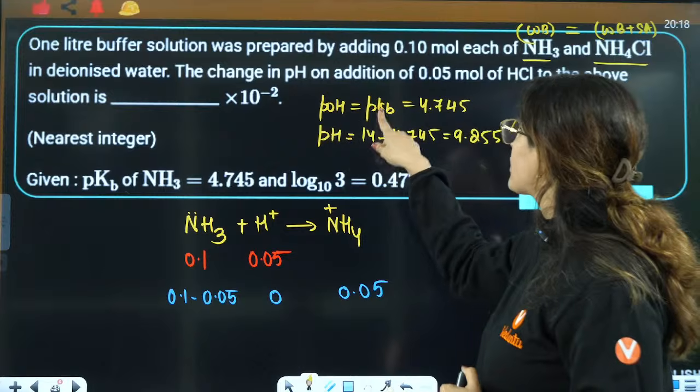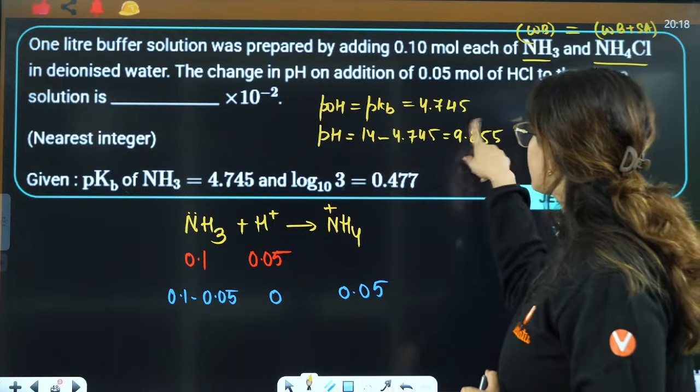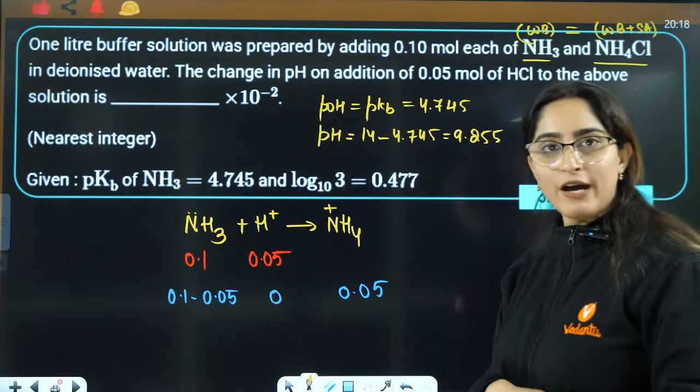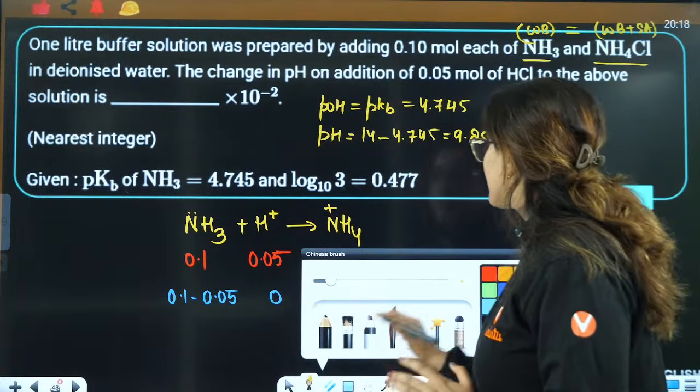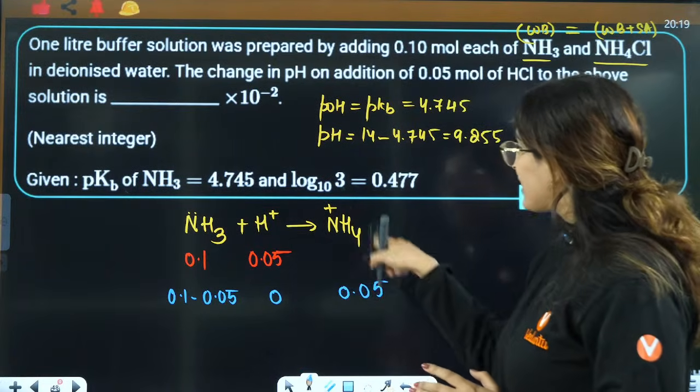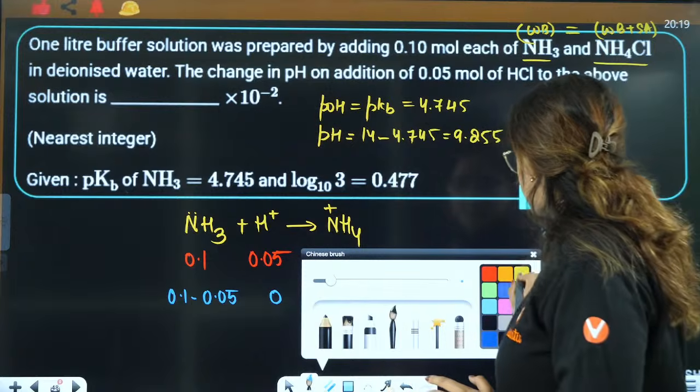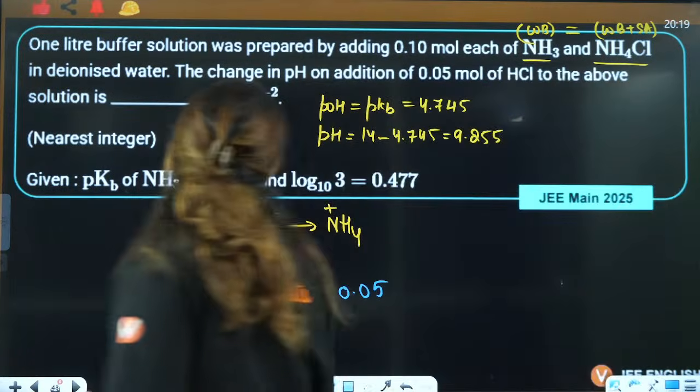So pOH is equal to pKb, that is this. So pH is equal to 9.255. That we can say, this is the original. Now what about the pH calculation from here? How do you calculate the pH here?